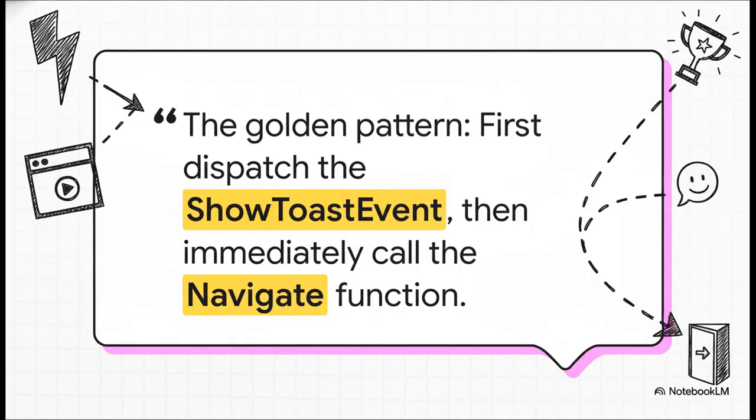And this right here, this brings us to what I call the golden pattern. Toast, then navigate. It's the secret sauce. So after your operation succeeds, let's say you create a new account, you first dispatch that ShowToastEvent to tell the user account created. Then, right after, you call the navigate function, using the new record's ID to take them straight to it. This one-two punch is the hallmark of a fantastic LWC app.